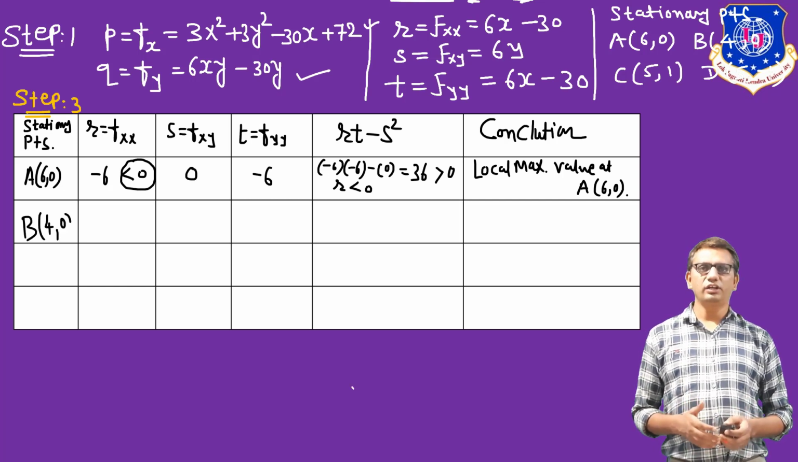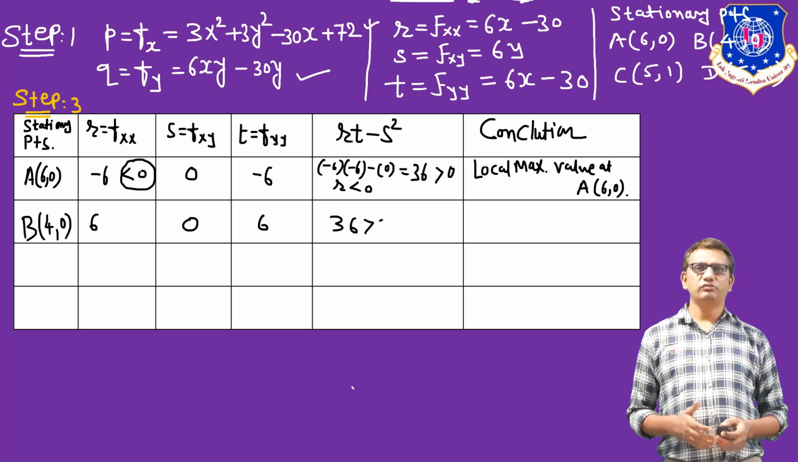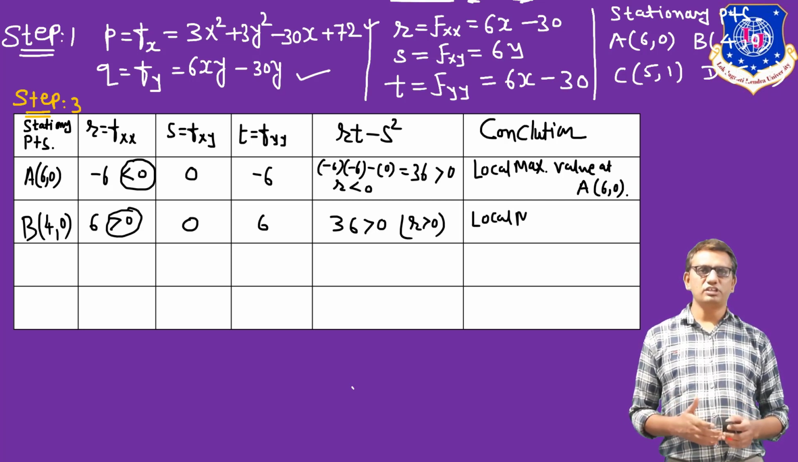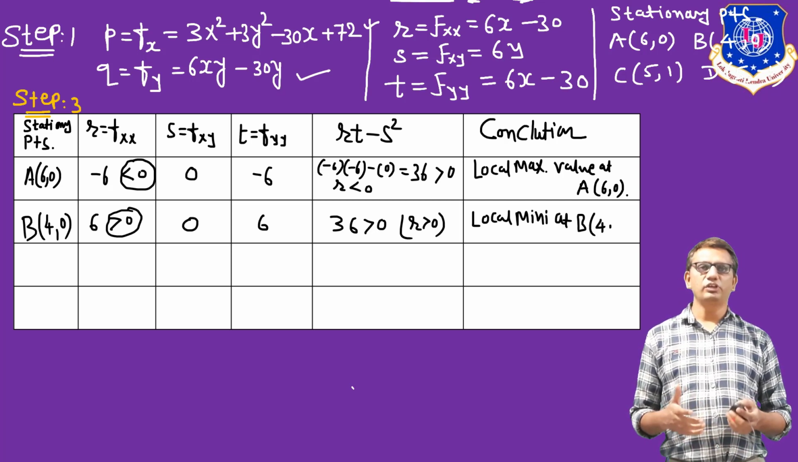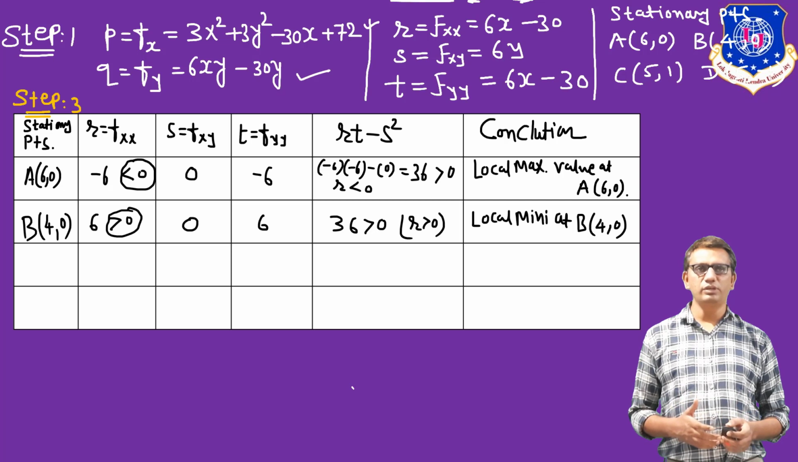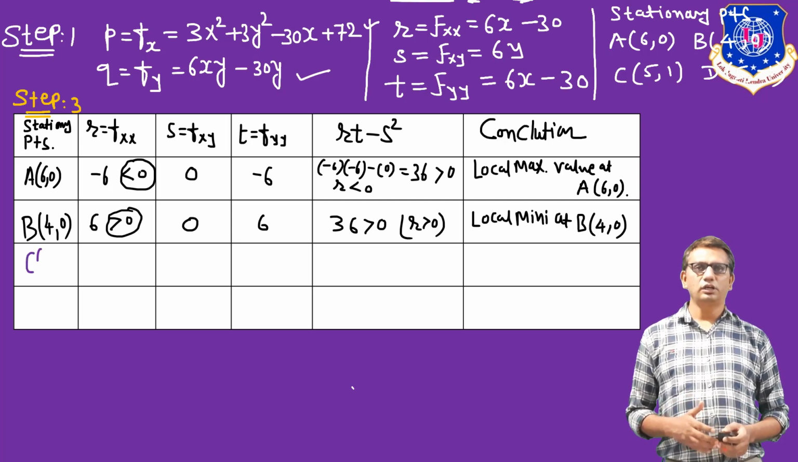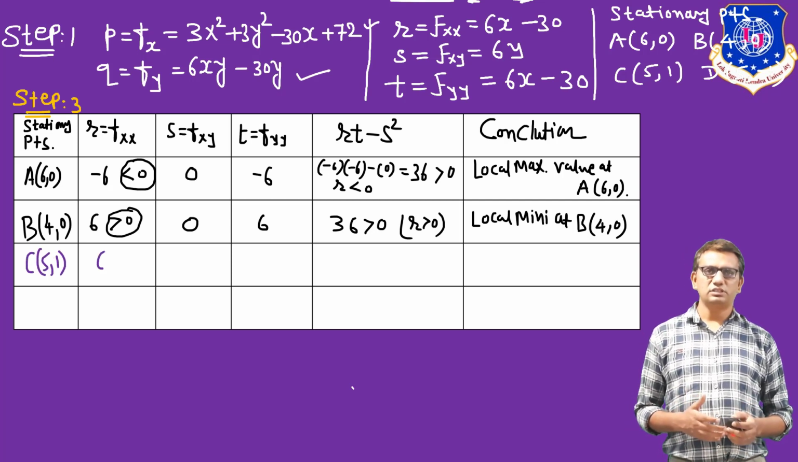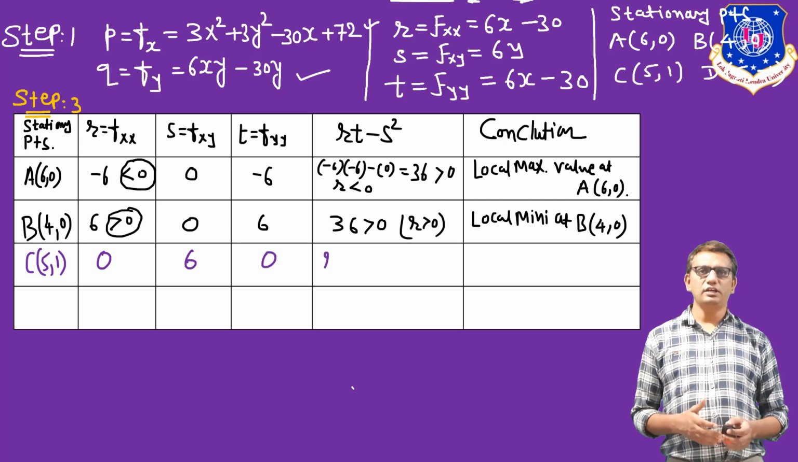And now we have the second stationary point, in which r value is 6, s value is 0, and t value is 6. rt minus s square is 36. r is positive, rt minus s square is also positive. So we have a local minimum value at B (4, 0). Now we will follow a similar process for C and D points.